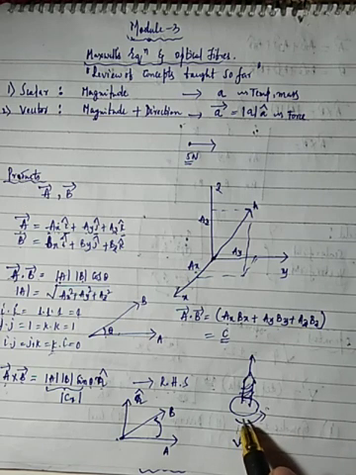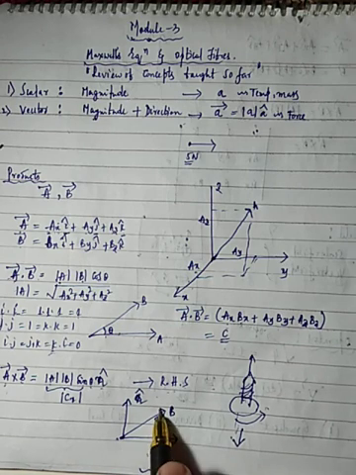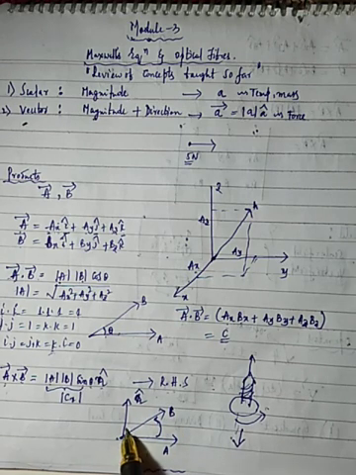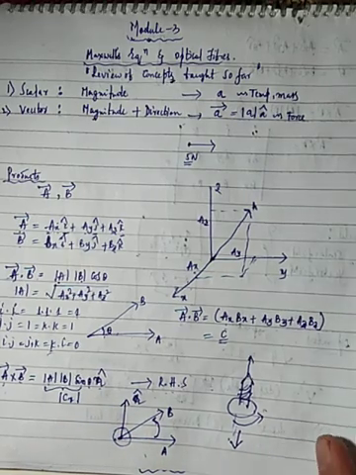Imagine a right hand screw sitting here, with this as vector A and this as vector B. When you turn the screw from A to B, the direction in which the tip advances will be the direction of the cross product. And in whichever direction the tip advances, n will be given that direction.